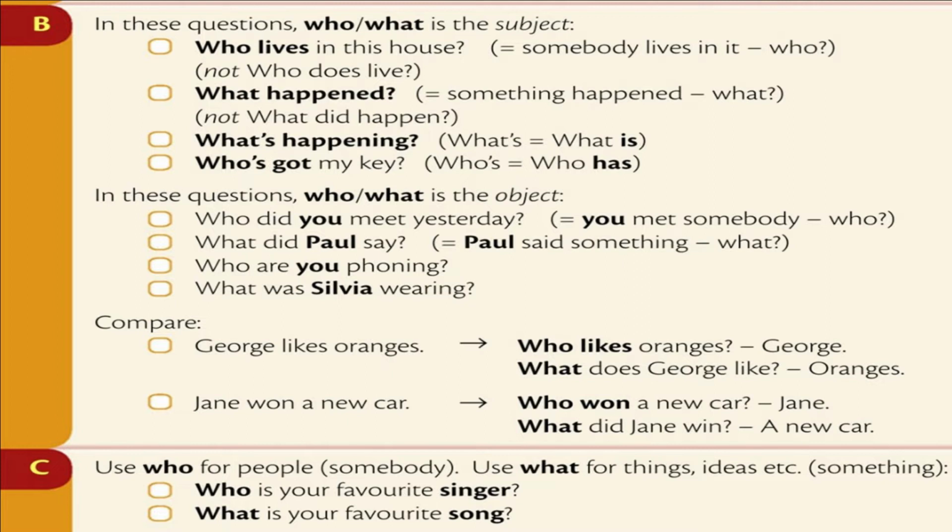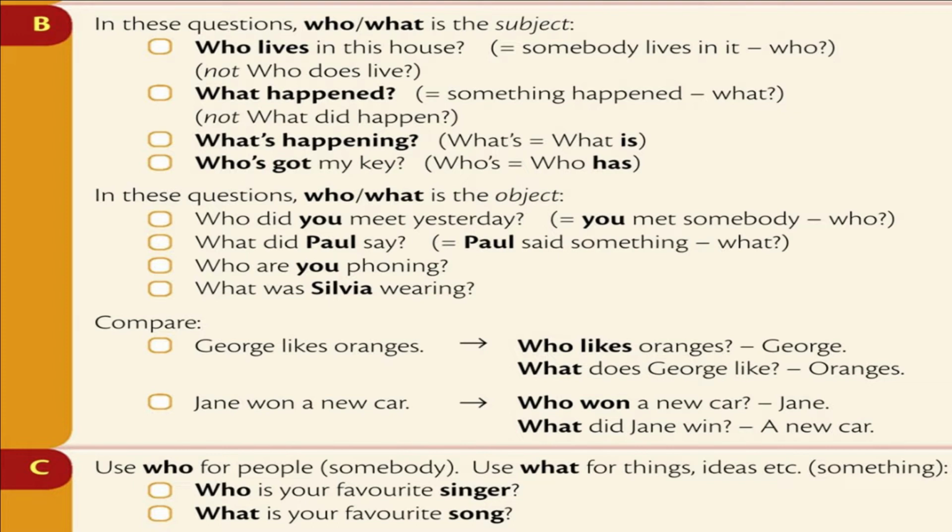Compare. George likes oranges. Who likes oranges? George. What does George like? Oranges. Jane won a new car. Who won a new car? Jane. What did Jane win? A new car.